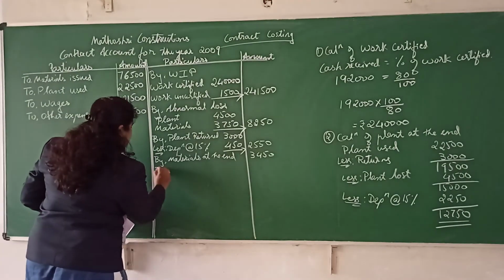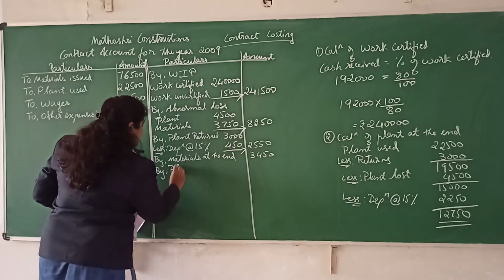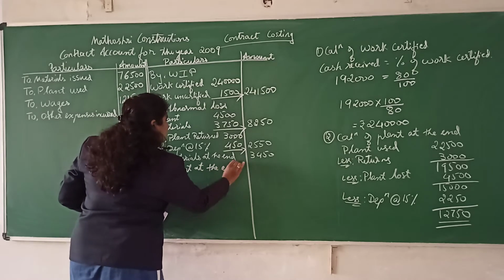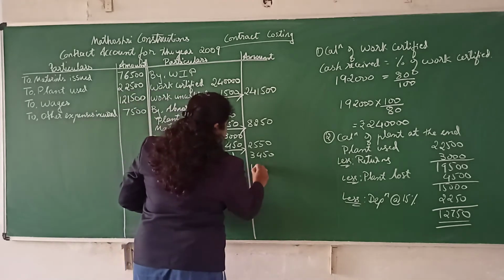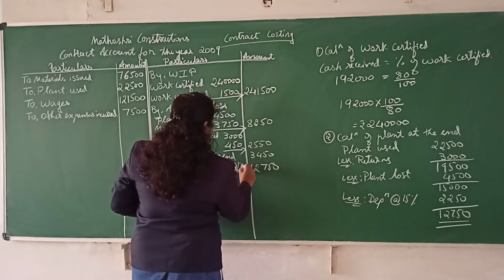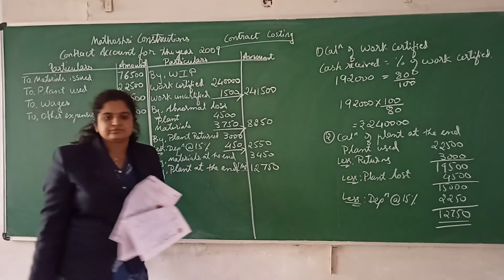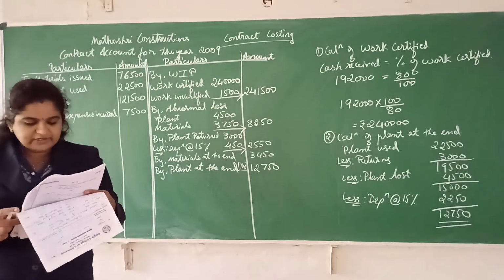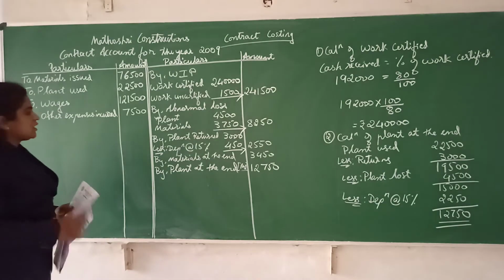This amount has to be shown on the contract account by plant at the end 12,750. Here you can write note number 2. Okay, now we have taken all the points. Now close this account.